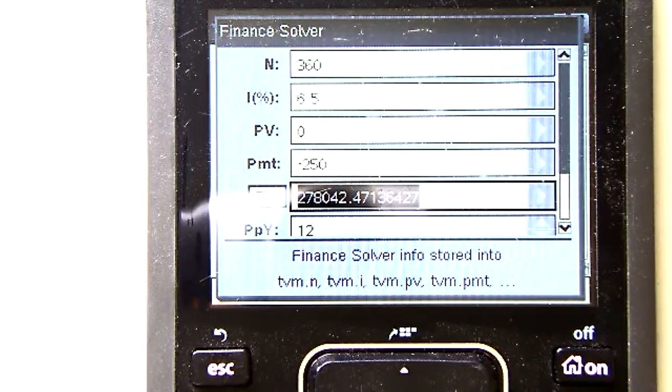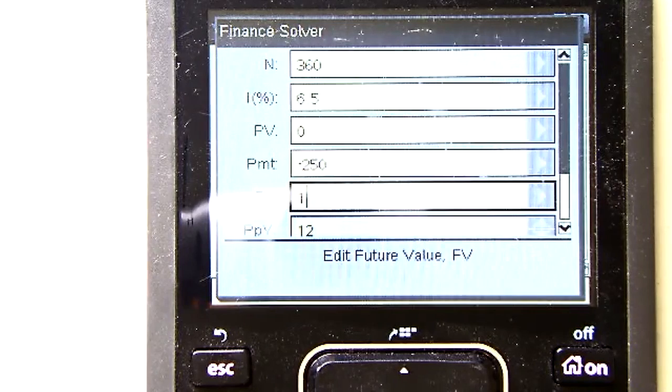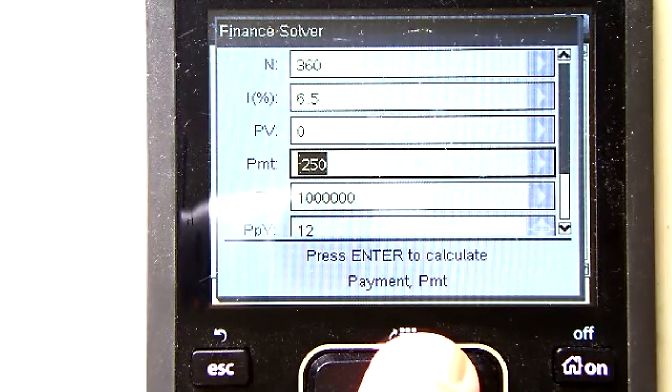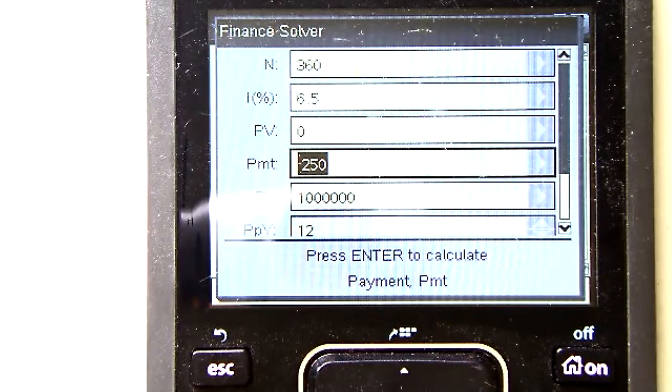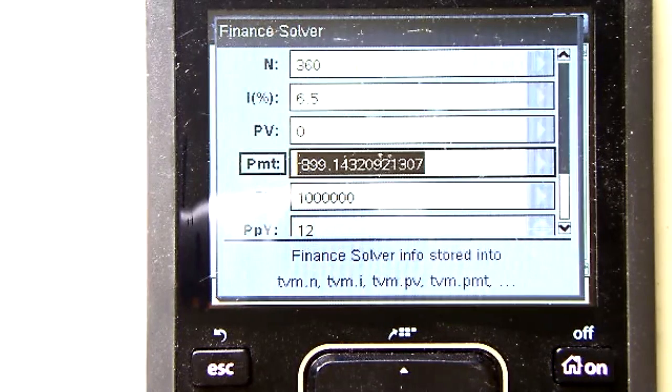Maybe you have a goal in mind. Maybe you're like, no, I want to have $1 million when I retire. And you want to know, so maybe I'm still going to put 6.5% interest in here. I still want to save for 30 years. How much would I have to save per month for those 30 years? Well, you can solve that here too. And you can see you'd have to put away almost $900 a month if you wanted to have $1 million in 30 years at 6.5% interest.